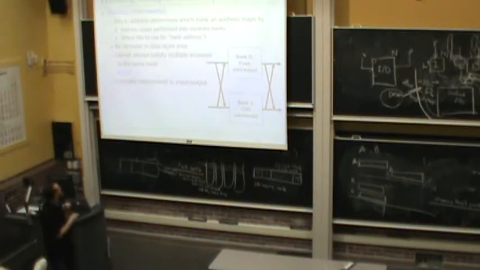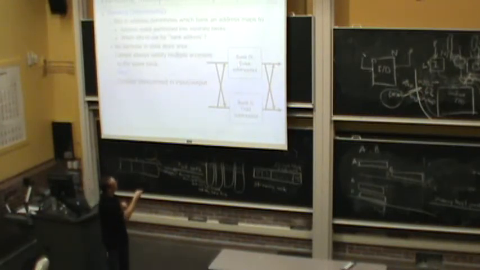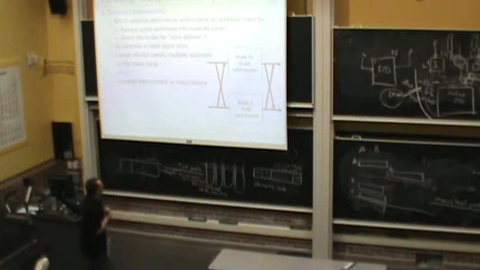You can access them in parallel. The downside is you cannot always satisfy multiple accesses to the same bank. You cannot satisfy multiple accesses to the same bank in the same cycle. They're serialized. If you want to be able to satisfy them, you have more banks. Well, what is the downside of having more banks?